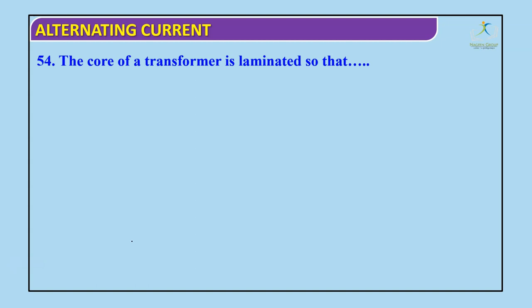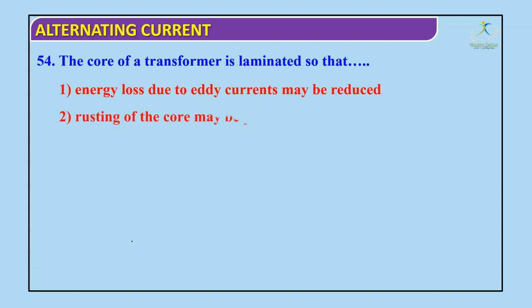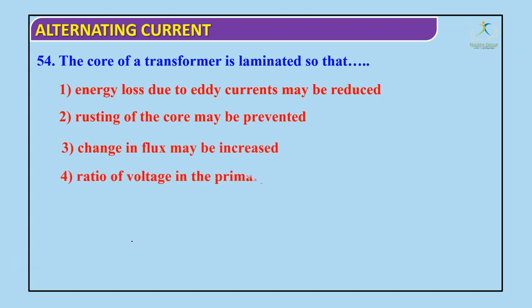The core of the transformer is laminated so that energy loss due to eddy currents may be reduced, rusting of the core may be prevented, change in the flux may be increased, or the ratio of the voltage in the primary to that of the secondary may be increased. The correct answer for this question is energy loss due to the eddy current may be reduced.